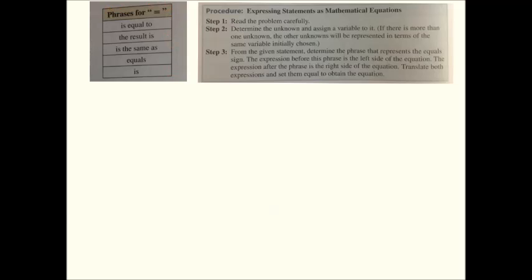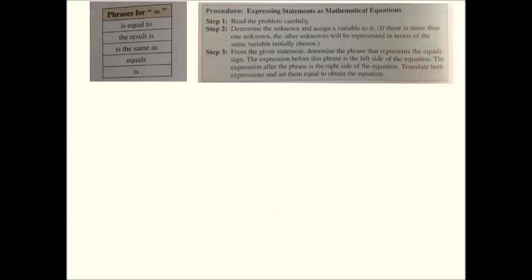A couple of those are common sense. Is equal to, for one, obviously means equals. But there are a couple there that will trip you up if you're not careful. The second chart I've copied is the procedure for expressing statements as mathematical equations. The first step, of course, is to read the problem carefully. Now, that's one that you may take for granted. You need to read the entire problem before you try to write anything down or pick anything out, just to make sure you understand what it's asking you.